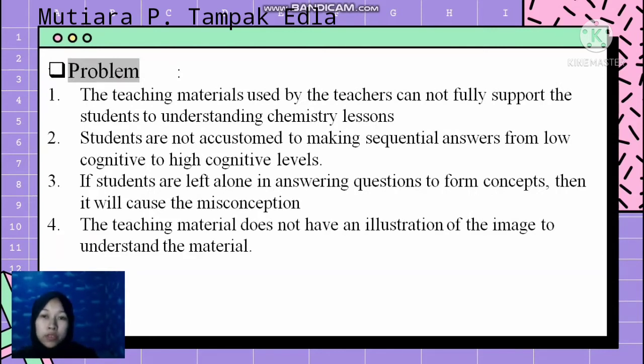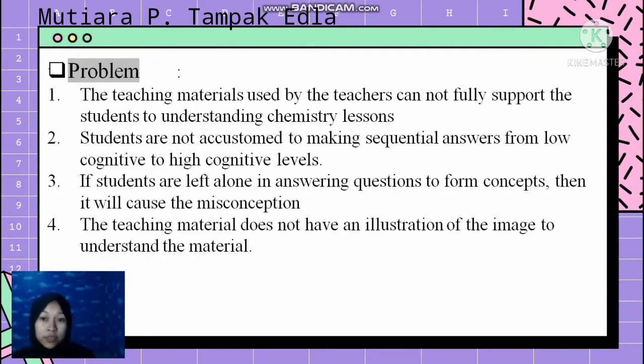The problems of the journal are: first, the teaching materials used by the teachers cannot fully support the students in understanding chemistry lessons. Second, students are not accustomed to making sequential answers from low cognitive to high cognitive levels.